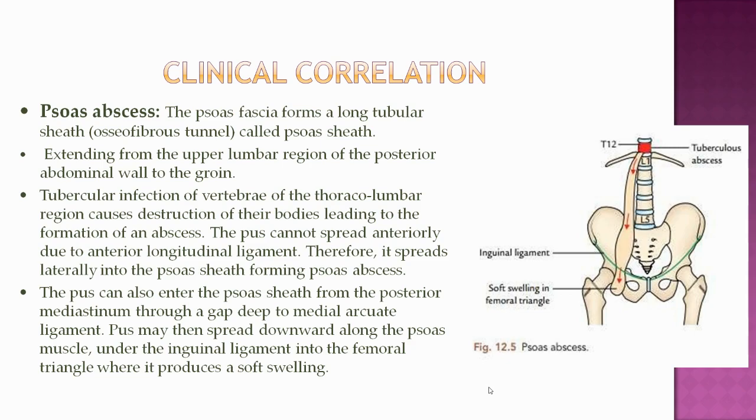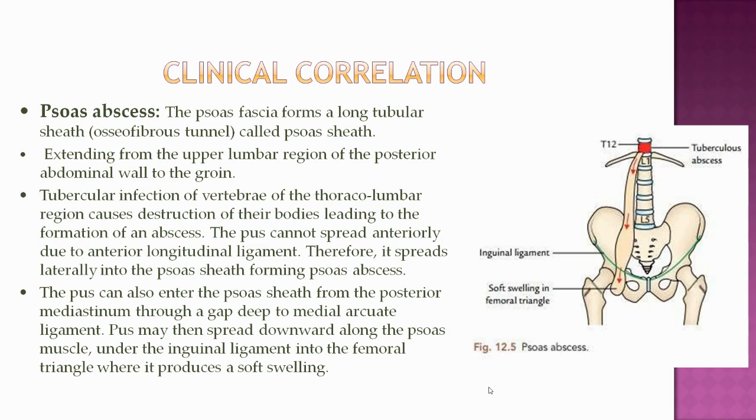Now we will see the clinical correlation. First we will see the psoas abscess. The psoas fascia forms a long tubular sheath called the psoas sheath, extending from the upper lumbar region of the posterior abdominal wall to the groin. Tubercular infection of the vertebrae of the thoracolumbar region causes destruction of these bodies, leading to the formation of an abscess. The pus cannot spread anteriorly due to the anterior longitudinal ligament. Therefore, it spreads laterally into the psoas sheath, forming a psoas abscess.